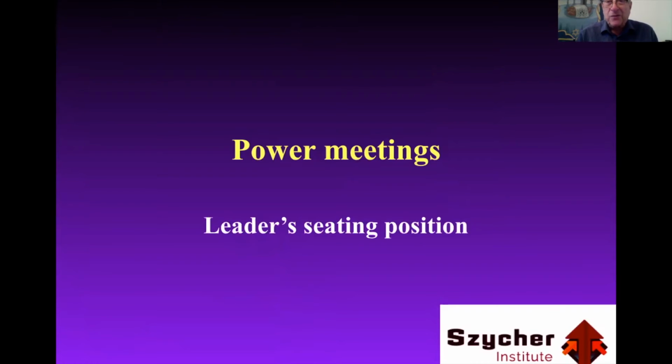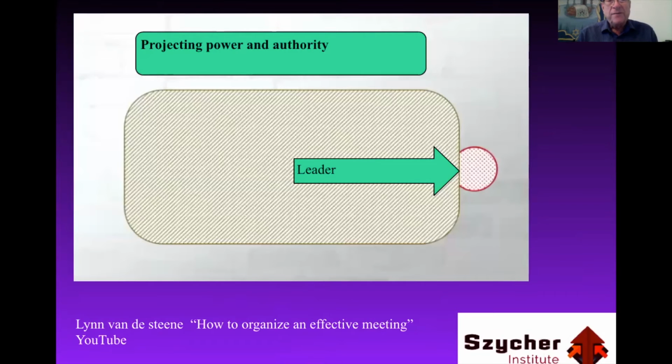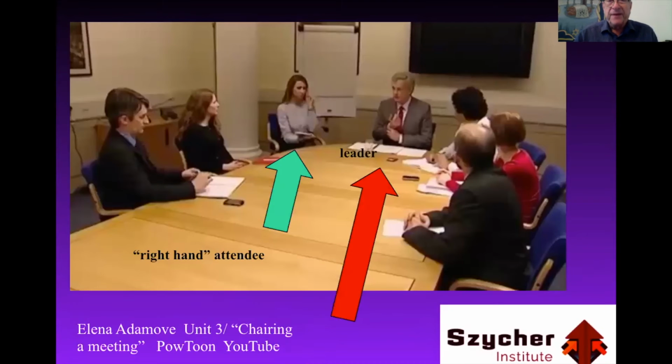Closely related to performance is where should you sit as the leader in a meeting? Well, if you have a long table, you, the leader, should be sitting at the head of the table, because at that particular place is where you project the highest degree of power and authority. And here is a picture of a typical meeting. As you can see, the leader is sitting at the head of the table. But notice something very interesting.